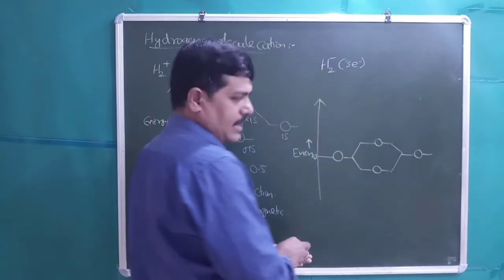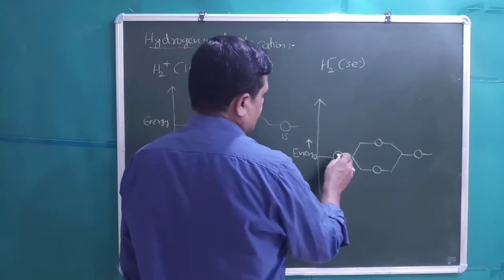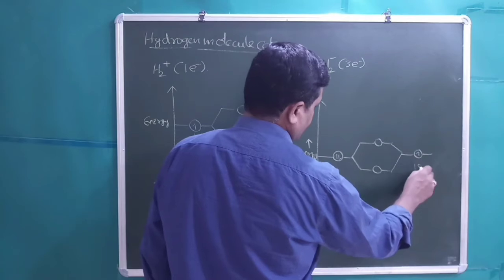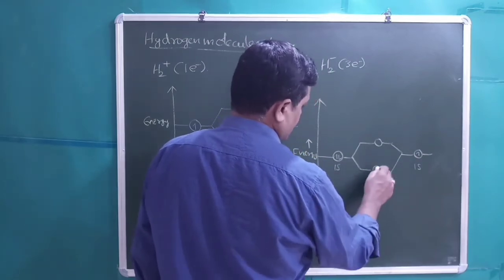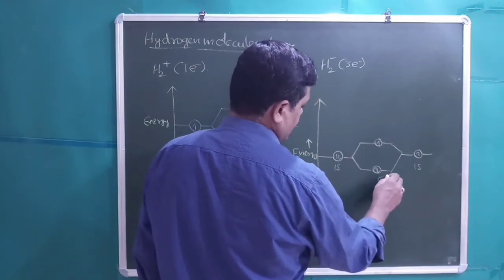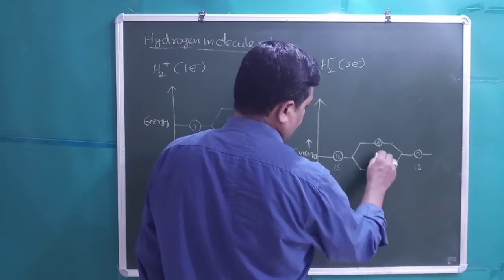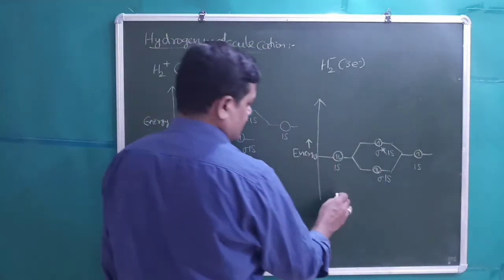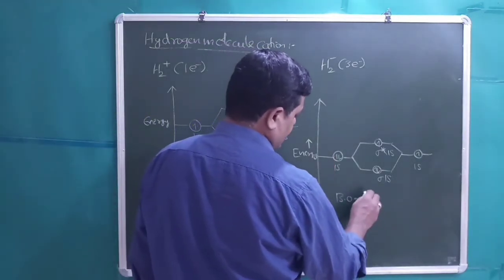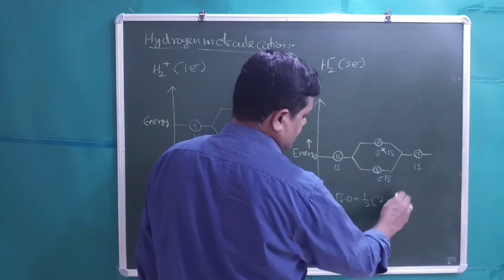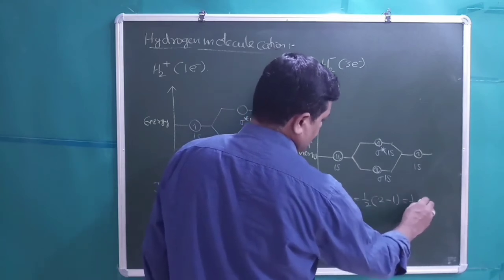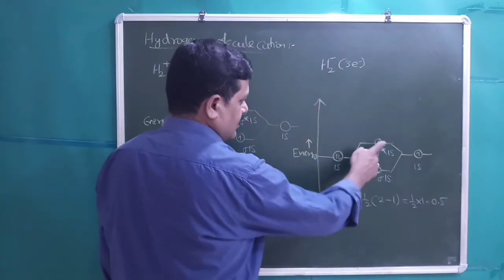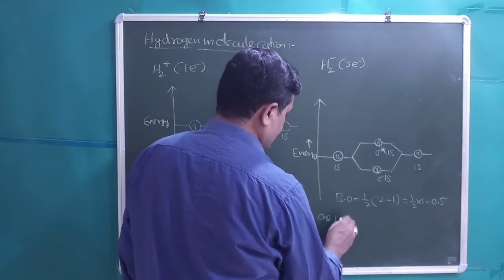1s orbital of other hydrogen atom. Now as total 3 electrons are present, this is 1s. 2 electrons are present in the bonding molecular orbital and 1 electron is present in the anti-bonding molecular orbital. So bond order is equal to 1 by 2 into 2 minus 1, which is 1 by 2 into 1, equal to 0.5. Bond order is 0.5. One unpaired electron is present.